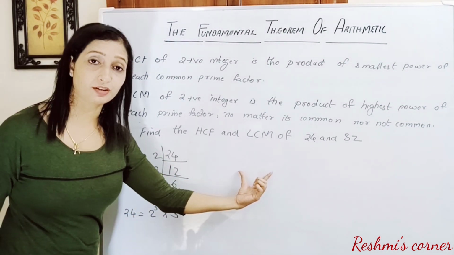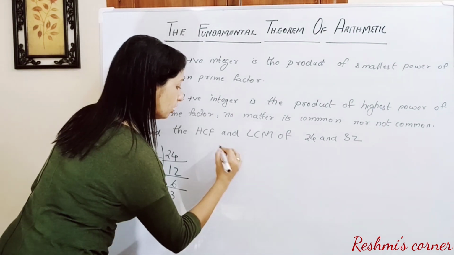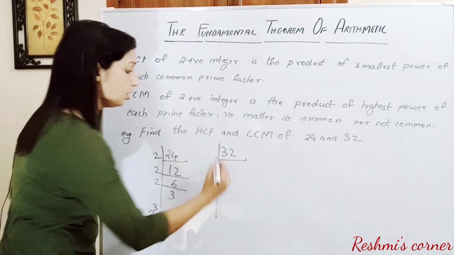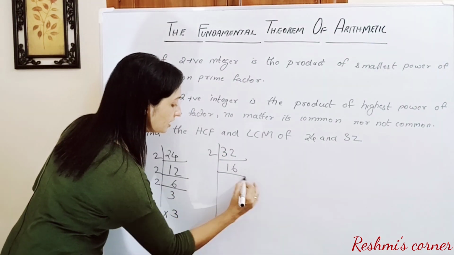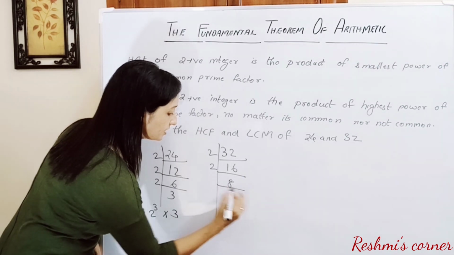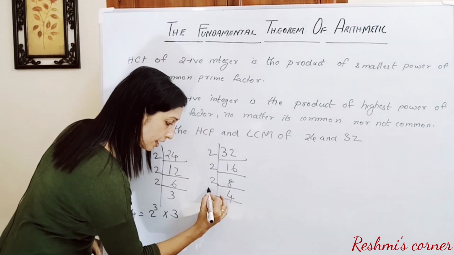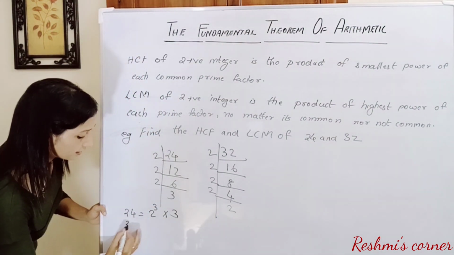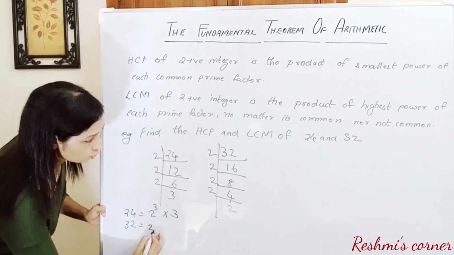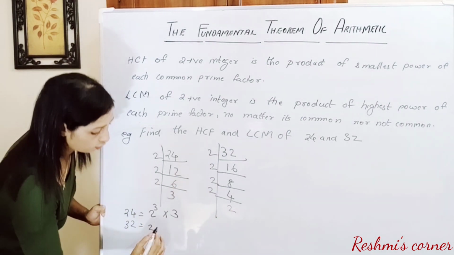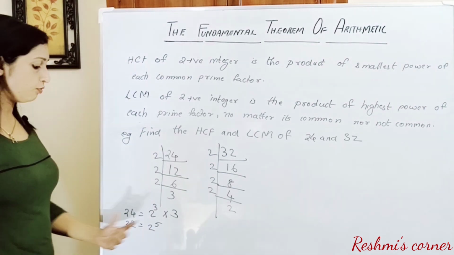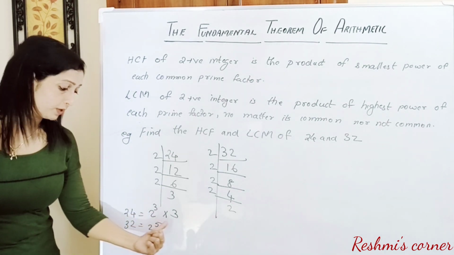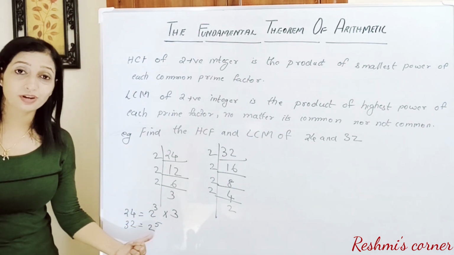Now let's find out the prime factorization of 32. So 32. Now again, which is the lowest prime number by which you can divide 32? Again, it's 2. You get 16. Again, by 2 you get 8. Again, by 2 you get 4. Again, by 2 you get 2. So you can write 32 as 2 into 2 into 2 into 2 into 2, which is 2 raised to 5. So now you have got the prime factorization of both the numbers, 24 as 2 cube into 3 and 32 as 2 raised to 5.